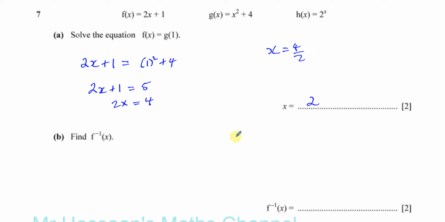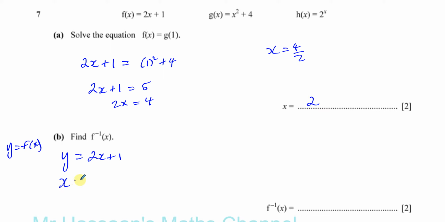Okay, so the typical way of doing it by using algebra would be to say, let's call f of x y, because it's y equals f of x, that's how you normally write it. So instead of f of x, we write y, so we have y equals 2x plus 1. Now when we're finding the inverse of a function, what we actually are doing is basically reflecting it in the line y equals x. You're basically changing the x for the y and the y for the x. The x-axis becomes the y-axis and the y-axis becomes the x-axis basically. So you can change the x for a y and the y for an x.